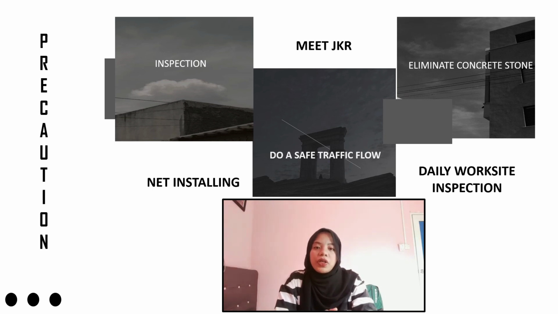After that, the contractor also needs to install a net under the flyover to prevent the concrete stone from falling directly onto the road. Next, ensure safe traffic flow, which practices a 2 meter distance from the construction site nearby the road. This distance is called the safe distance for road users. Lastly, the supervisor, safety teams, and other leaders should conduct a worksite inspection daily to identify potential hazards and dangers that can cause problems to other users.